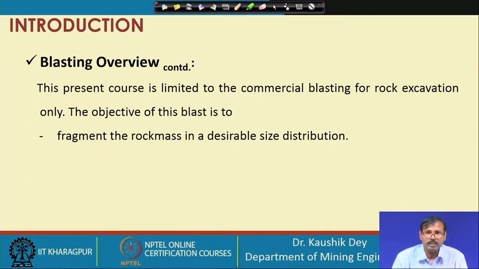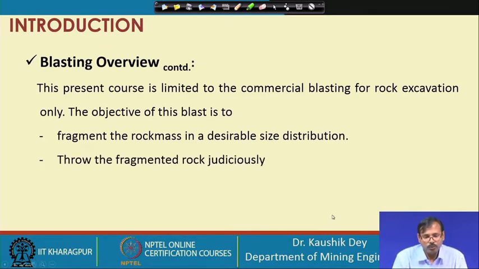We want the explosive to be used in such a way that the rock mass is fragmented to a desirable fragment size distribution. That is the main objective of using explosive for rock excavation. There are other purposes also, but the primary purpose is to fragment the rock to our desirable size distribution. So it is our essential requirement that we place explosive in our drill holes in such a manner that when the explosives explode, the explosive energy is utilized for fragmenting the rock.